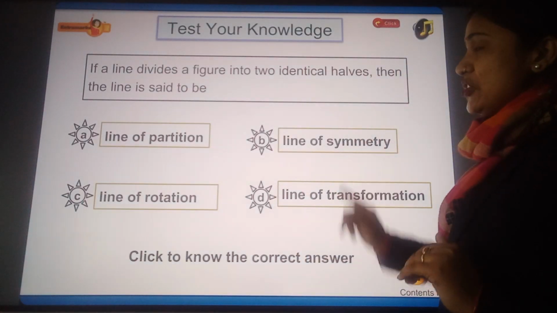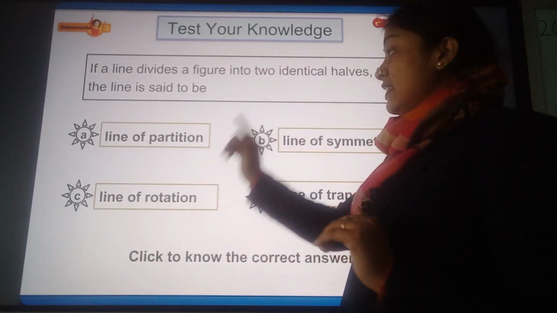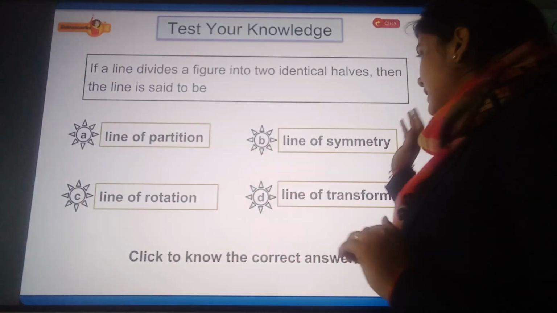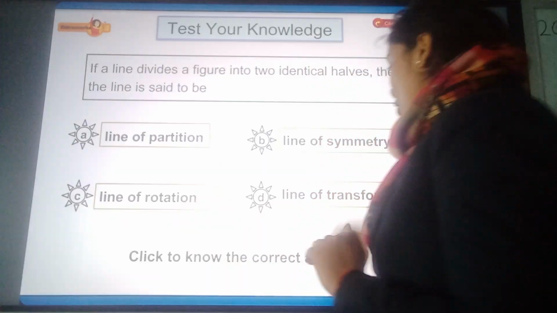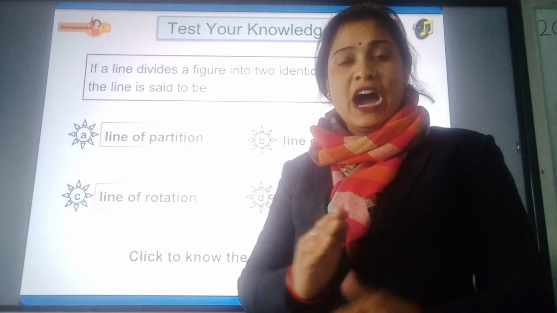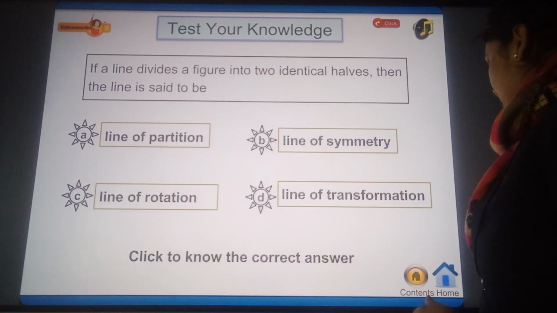So here the same question is asking: if a line divides a figure into two identical halves, then the line is said to be the line of partition, the line of symmetry, the line of rotation, or the line of transformation? I hope that after so many explanations you are now able to answer this simple question.